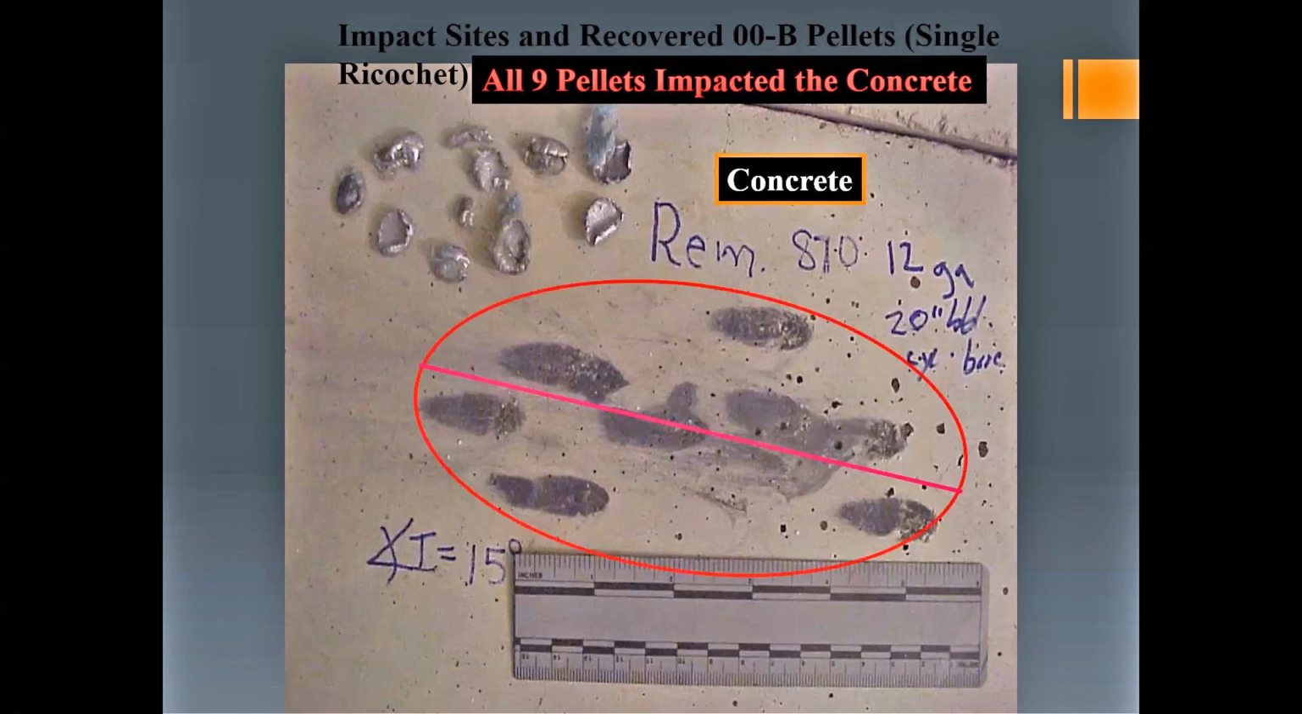One of the things that can be done here is you can go into a Photoshop program and draw an ellipse around this. And I'm not going to confuse you with trigonometry right now, but if you measure the width and the length and you divide the width by the length, you can determine an angle at which these pellets struck that surface. That's for another class.